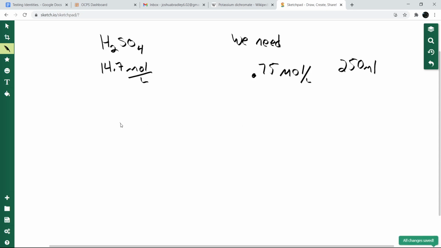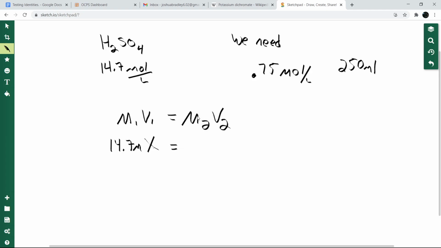Well, we'll go ahead and be like, well, I know that my formula is M1, okay, molarity of the strong acid, times the volume of the strong acid, equals molarity of the dilute acid times the volume of the dilute acid. This is the molarity of the strong acid, so 14.7 molar. Volume, well, I don't know how much I'm going to have to use. I hope it's not a lot. This molarity is going to be the 0.75. This volume is going to be the 250 milliliters.